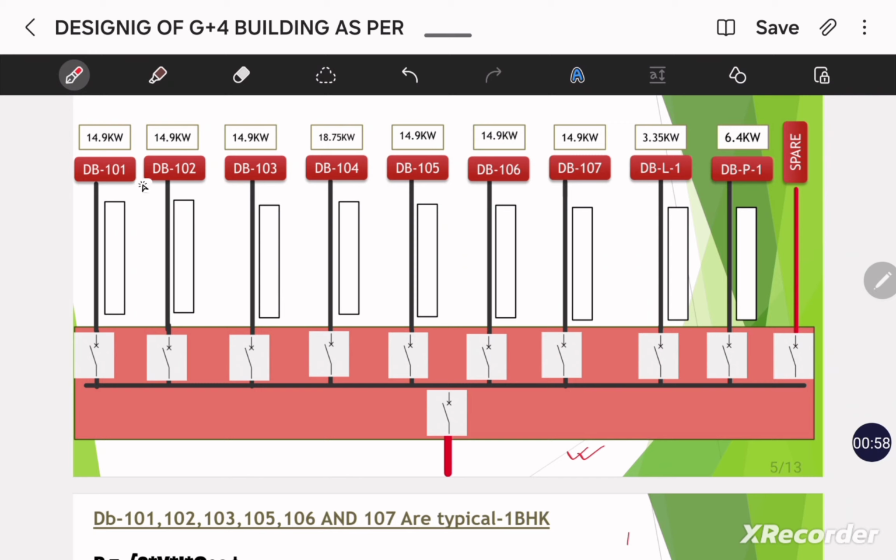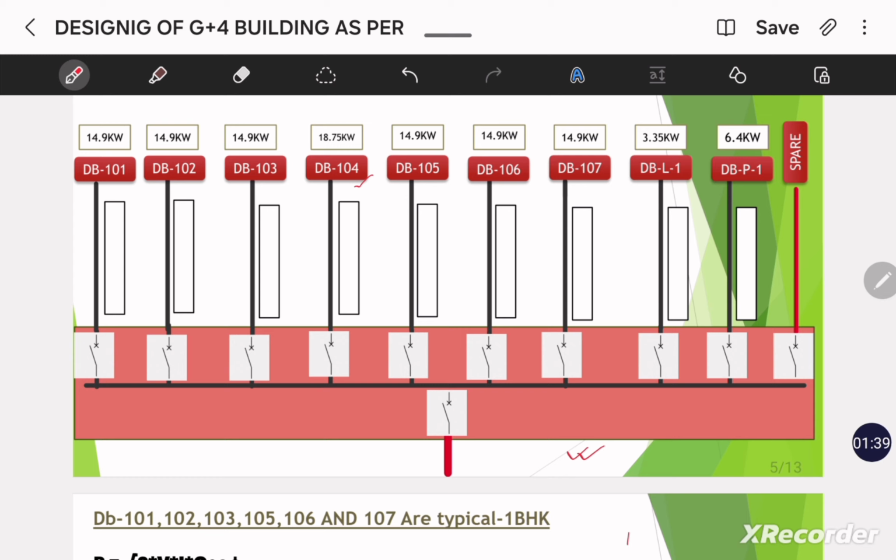Here DB101 has the load of 14.9 kilowatt. Same for DB102, 103, 105, 106 and 107, because these are 1 BHK flats and typical to each other. DB104 is a 2 BHK flat and the load is 18.75 kilowatt. Here there are two other DBs: DBL01, the light DB for the common area, and the load on that DB is 3.35 kilowatt, and the load on the power DB is 6.64 kilowatt.